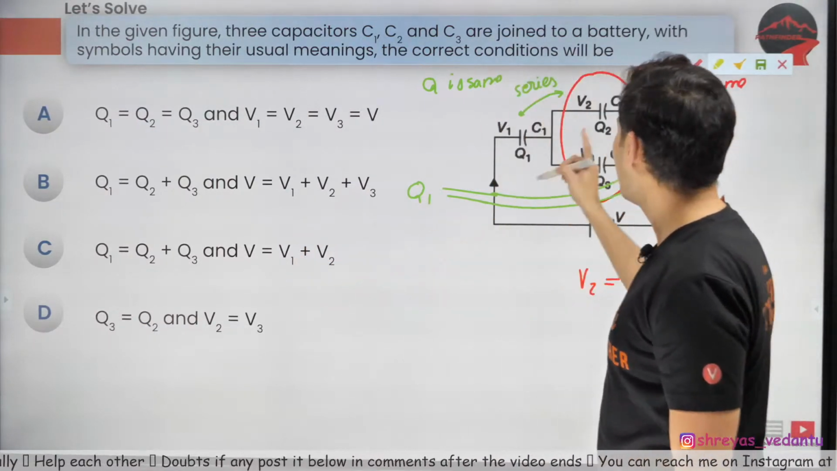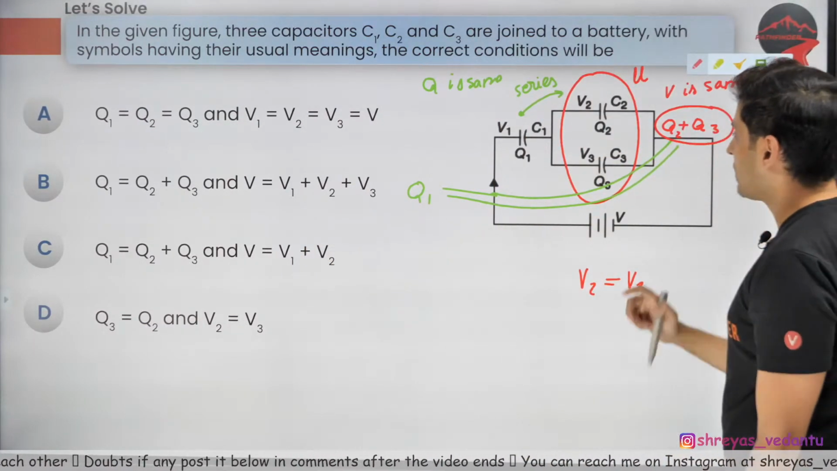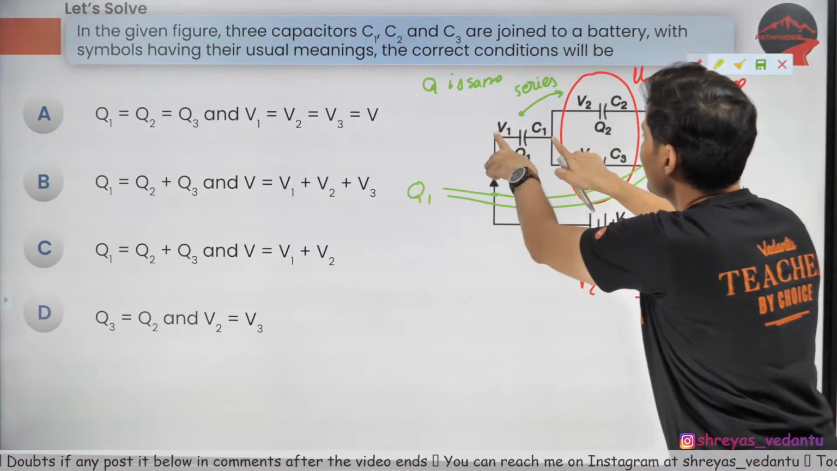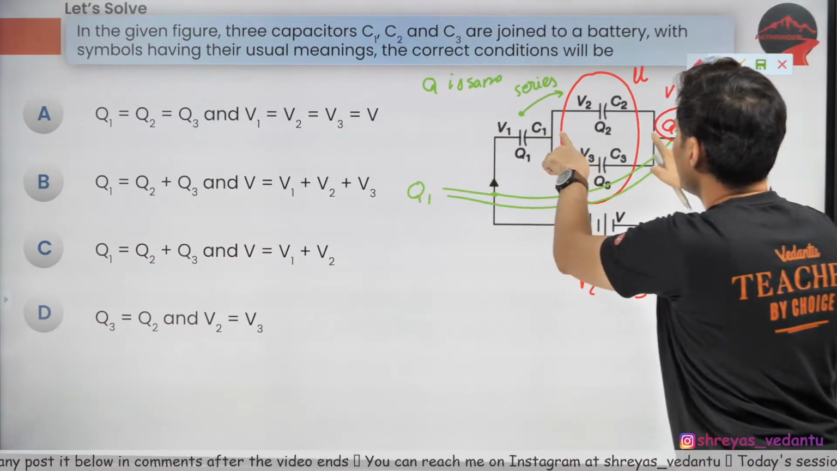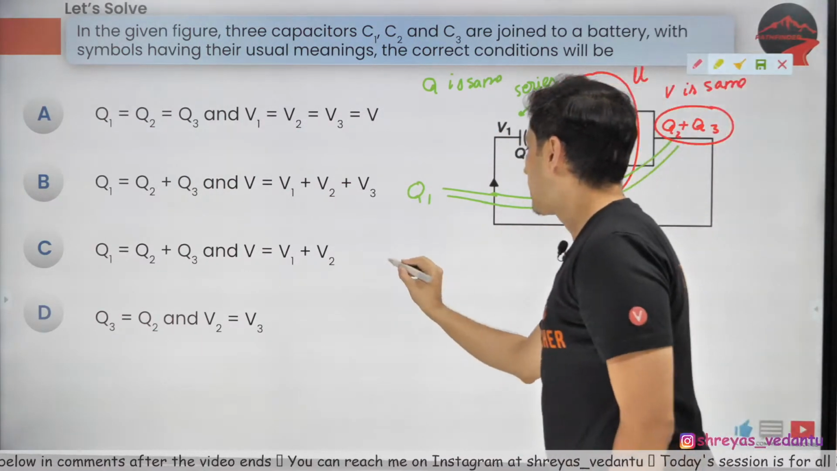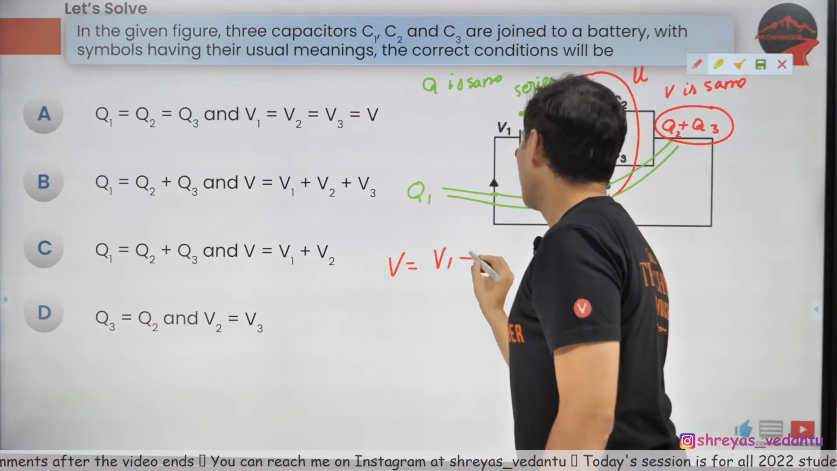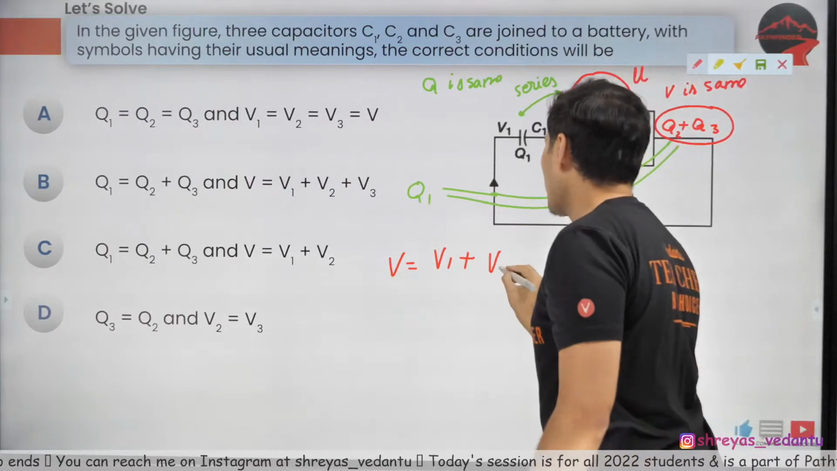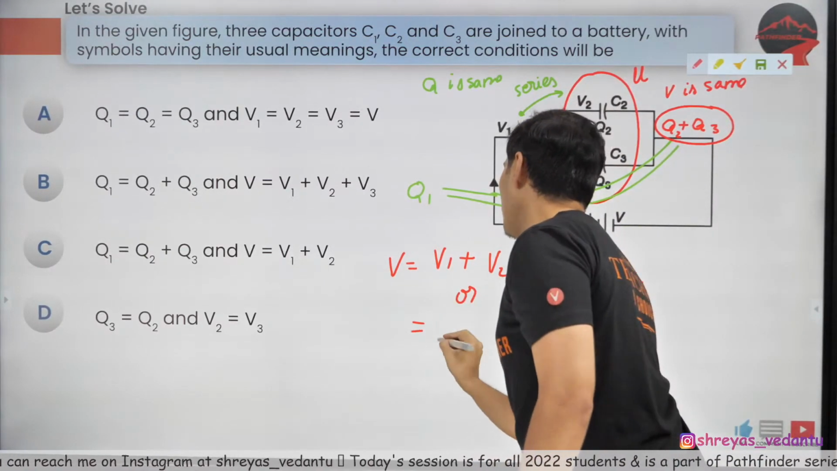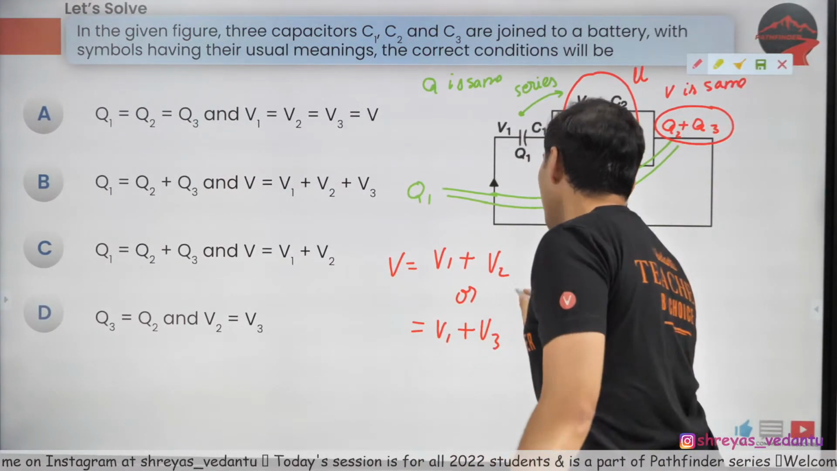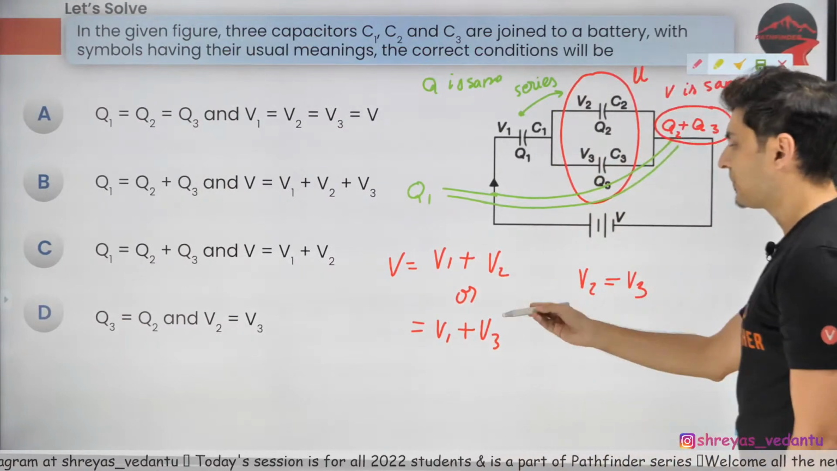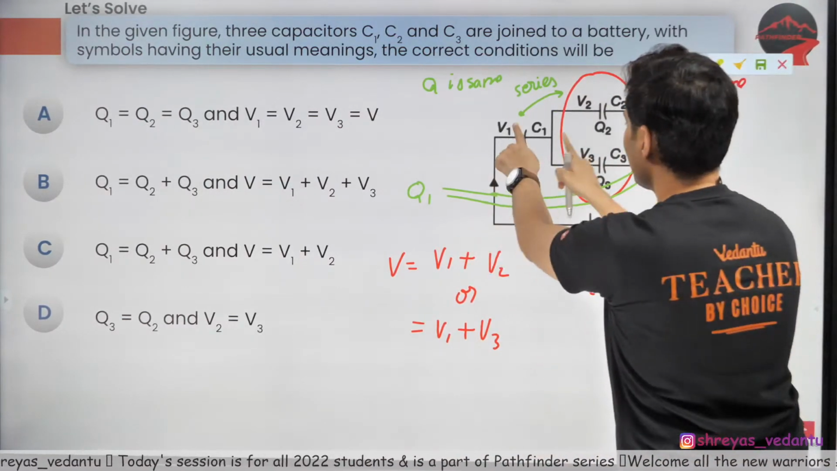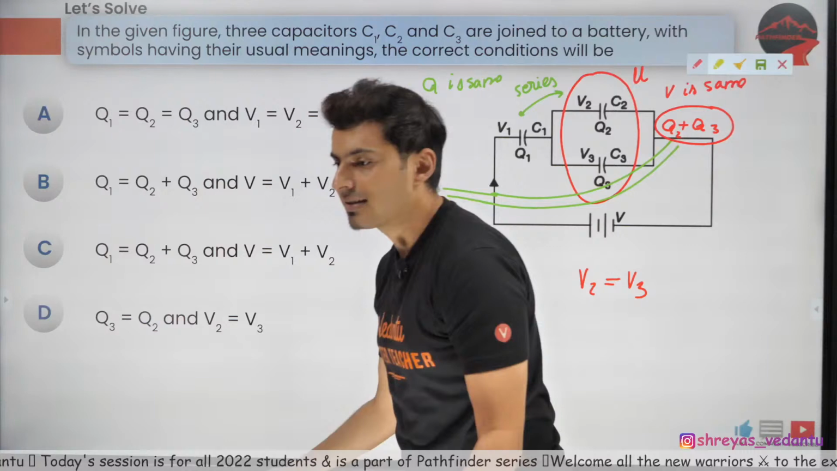And V is V1 plus V2. Yes, that is also correct. I'll tell you why. This voltage plus this voltage will give me the total voltage. The total voltage will be V1 plus the voltage across either this or this. You can write this, or it is also V1 plus V3. Anyways, V2 and V3 are the same, so it doesn't really matter because they are in series. So hence option C is correct.